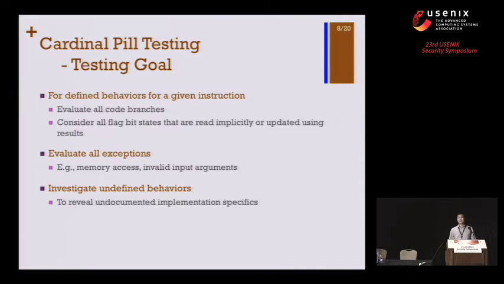So in order to achieve our goal, we basically use 3 methods. The first one, for defined behaviors of a given instruction, we need to evaluate all branches. And we consider all flag bit states that are read implicitly or explicitly or updated using results. The second, we will evaluate all exceptions raised by each instruction. And third, we also investigate undefined behavior and try to find undocumented implementation specifications.